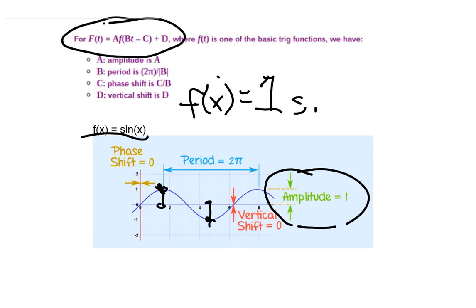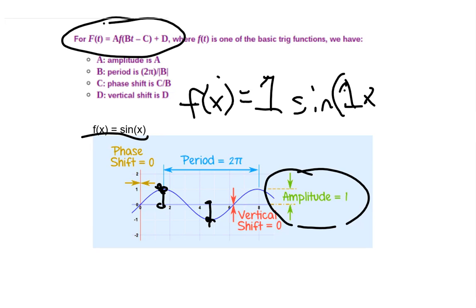I've got sine of my b value is a 1 as well. Because remember, that 1 is inherently there. We don't always see it. Doesn't mean it's not there. So my b value is 1. My b value is going to be the frequency. So how frequent does this wave occur?